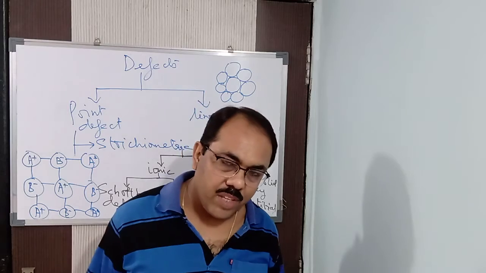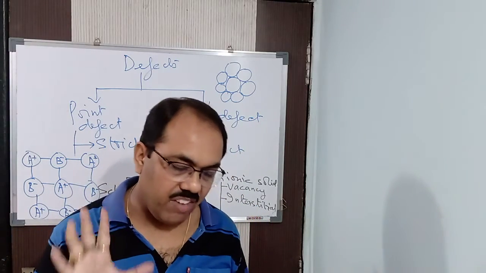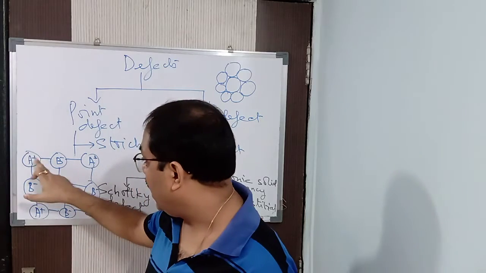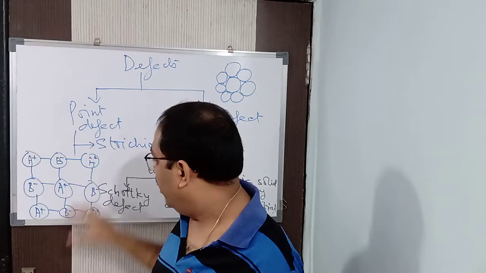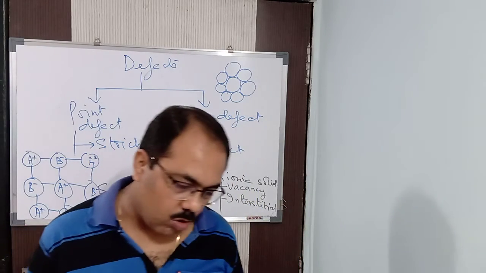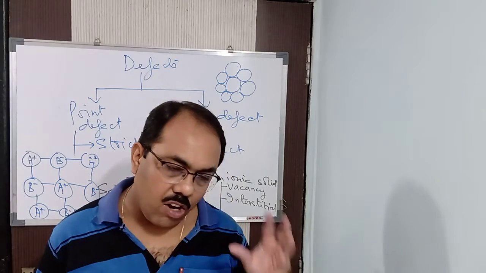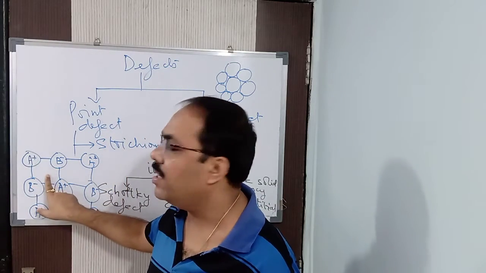Frenkel defect is what? If an ion is missing from the lattice site, causing a vacancy or a hole there, it is missing from the lattice site. These are the lattice sites, known as lattice points. A hole will be created. But it occupies the interstitial site. It is missing from here and it will occupy the interstitial site.